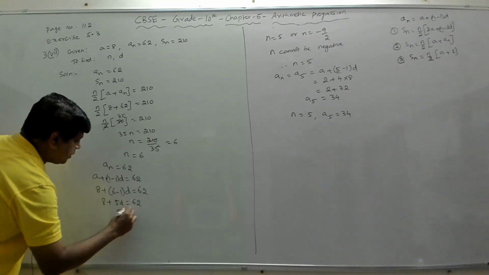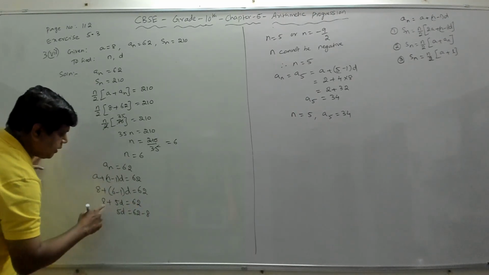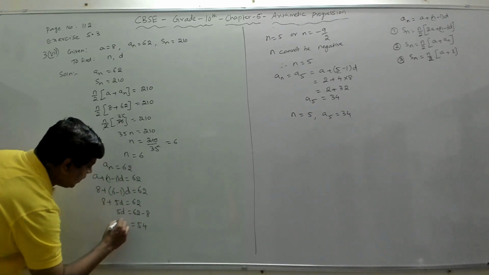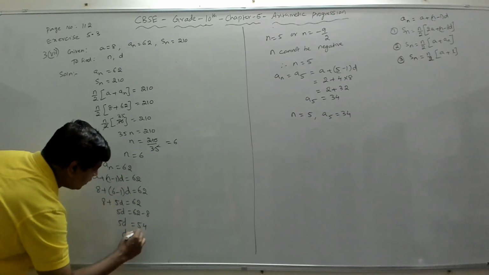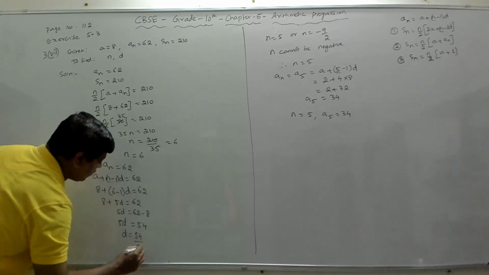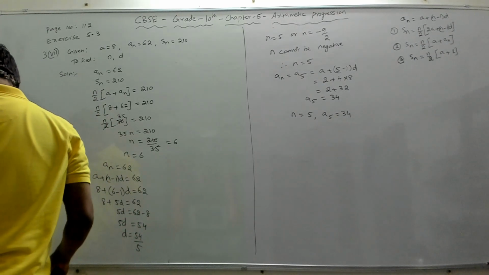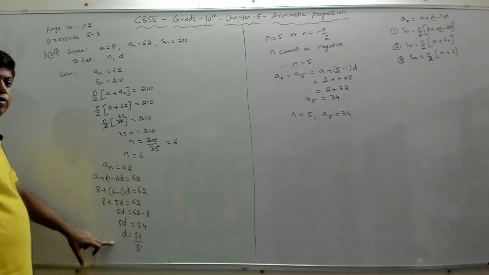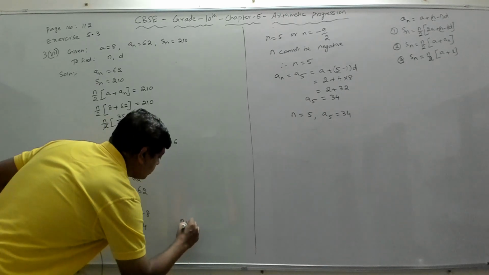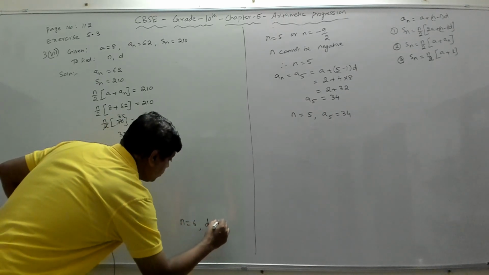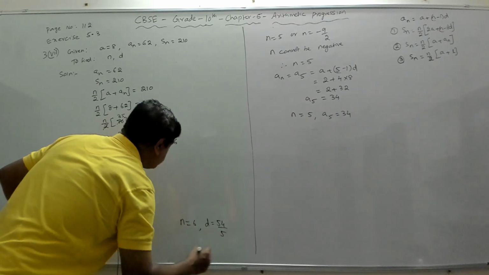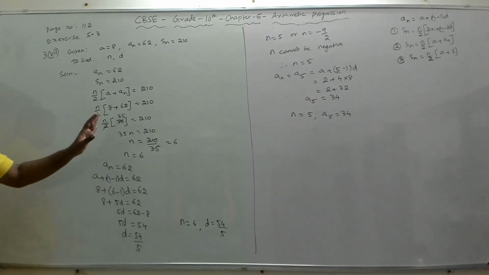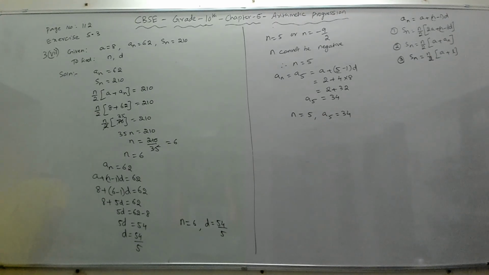Your 5d is equal to 62 minus 8. The plus 8 goes this side, it becomes minus 8. It becomes 54. Your 5d is equal to 54, your d is equal to 54 by 5. So we have found n, we have found d. So the answer is n equal to 6, comma d is equal to 54 by 5. This is the answer for the 7th problem. All of you can pause the video and take the notes.